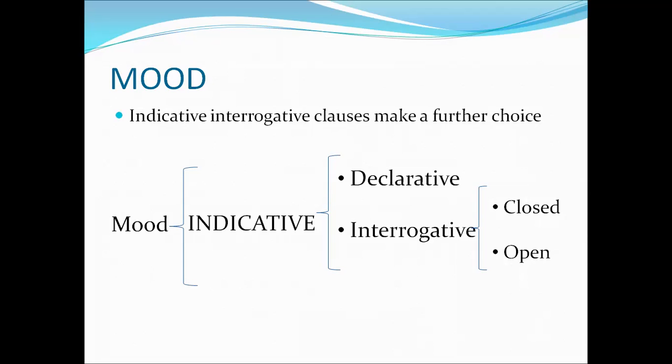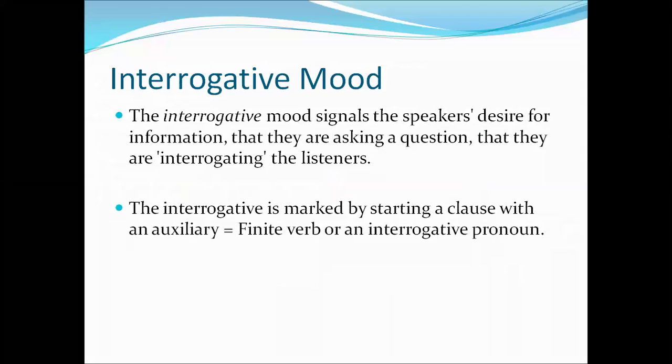So do you have any confusion about indicative mood now? Declarative sentence, interrogative sentence, you know that. I think it's not a difficult one. This is the first type of mood. Let's see more about closed and open types of interrogative mood again. Interrogative mood signals the speaker's desire for information. That means a question means a desire for information, right? So you're asking a question, you are interrogating the listener, or the listener is interrogating the speaker. It can be both ways, right?